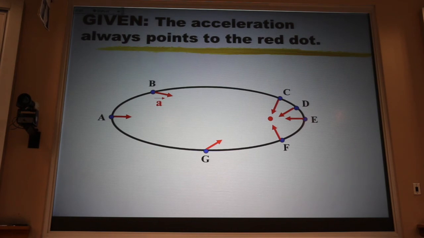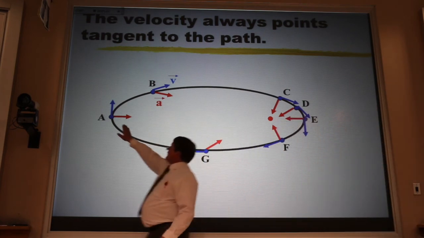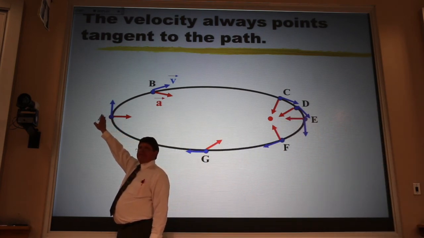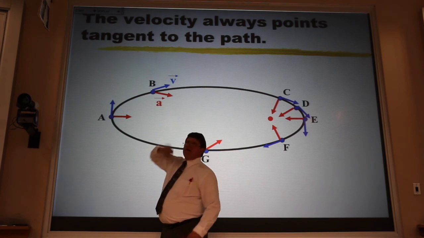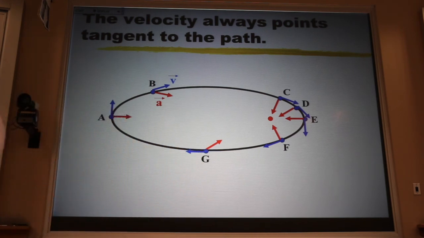Now, it gets harder when we are asked about the velocity. The velocity is tangent to the path. But the question that makes it difficult is, how long should I draw those vectors? If I assume that this vector is the correct length, how long should I draw the vector at B? Should I draw it the same length, longer or shorter? What do you think? Longer.